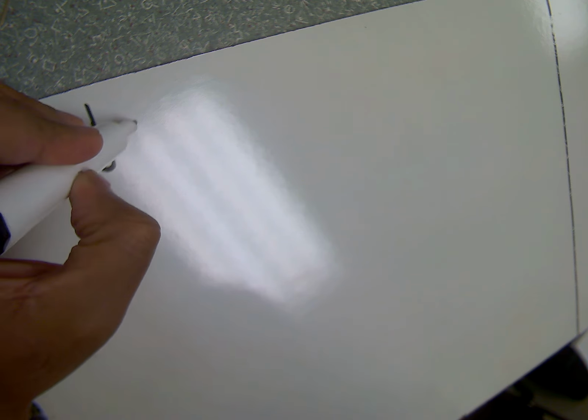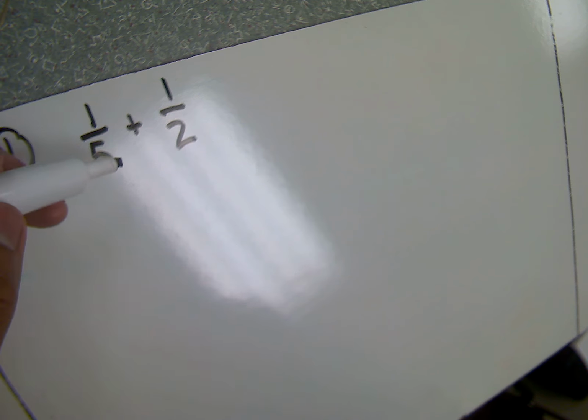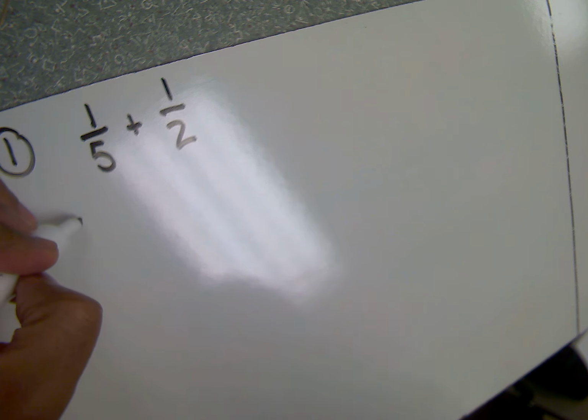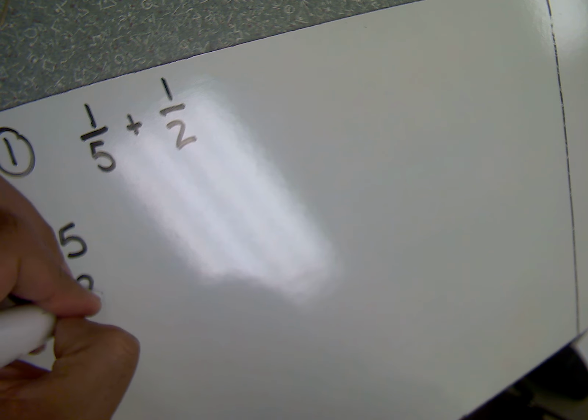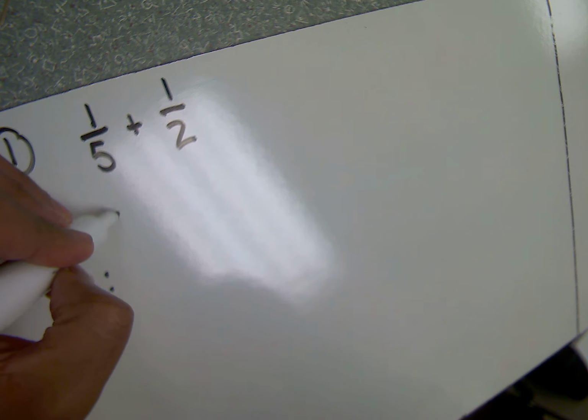Okay, when you are adding and subtracting fractions with unlike denominators, first you need a problem. So here we go. Here's number 1. It's 1/5 plus 1/2. First you take your denominators, which are 5 and 2. And I usually start with the first one, with the biggest denominator, and I list out about the first 3.